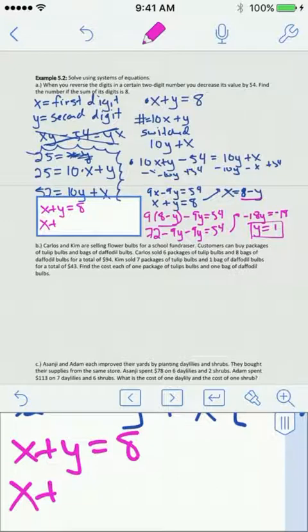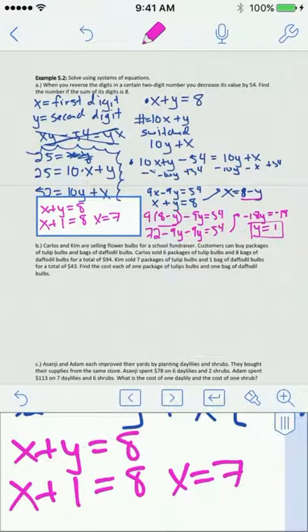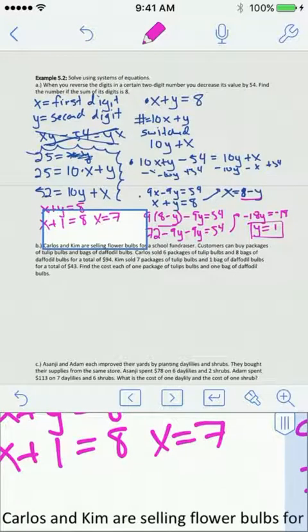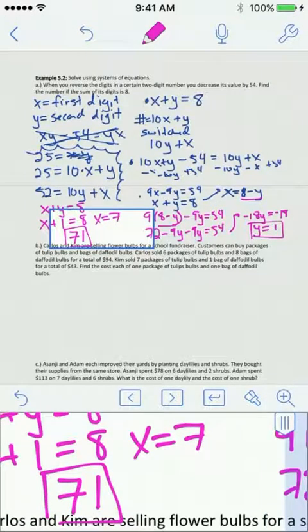X plus, since I now know that y equals 1 equals 8, x must equal 7. And so it looks like my number is going to be 71. We can double check that. Sum of the digits, definitely 8, right? 71 take away 17 is 54. So when I reverse that, I get 17, right? And then if I take away 71 minus 17, I do get 54.